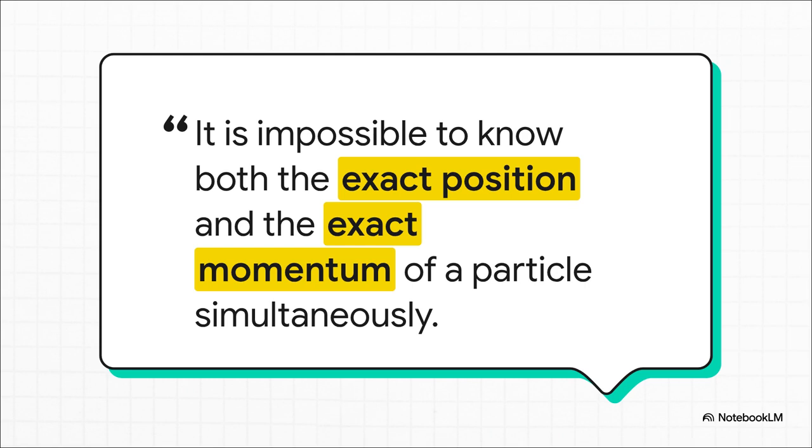If a particle has a very specific location, its wave is all bunched up, which means its momentum is spread out all over the place. And if it has a very specific momentum, its wave is long and spread out, meaning its location is anyone's guess. You can't have it both ways.